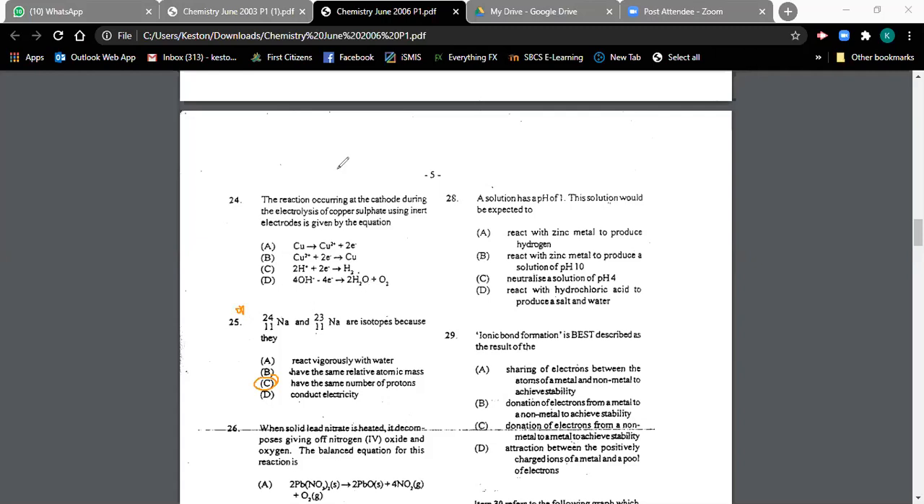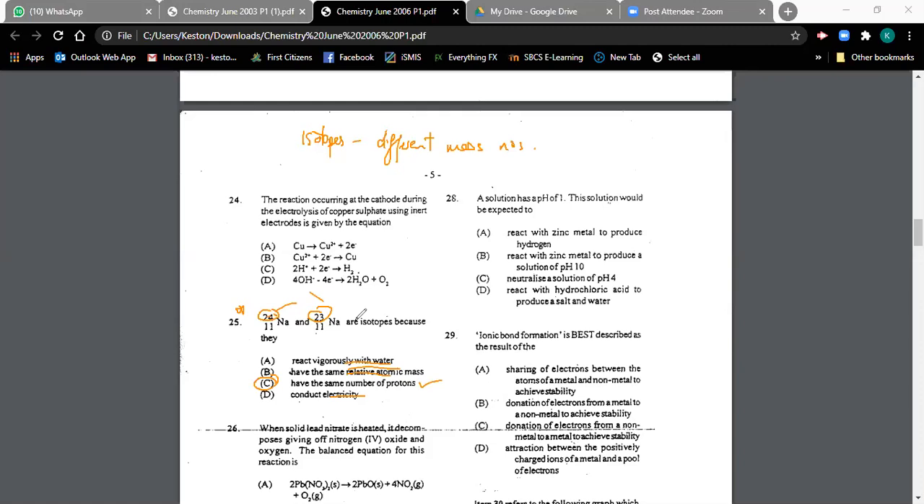This is confusing most people because you're accustomed to saying that isotopes are isotopes because they have different mass numbers, which is true. They do have different mass numbers, but they also have the same number of protons. That's also true. And now we didn't have anything talking about mass numbers here. They don't have the same relative atomic mass. One is 24, one is 23. The correct answer will be C, same number of protons.